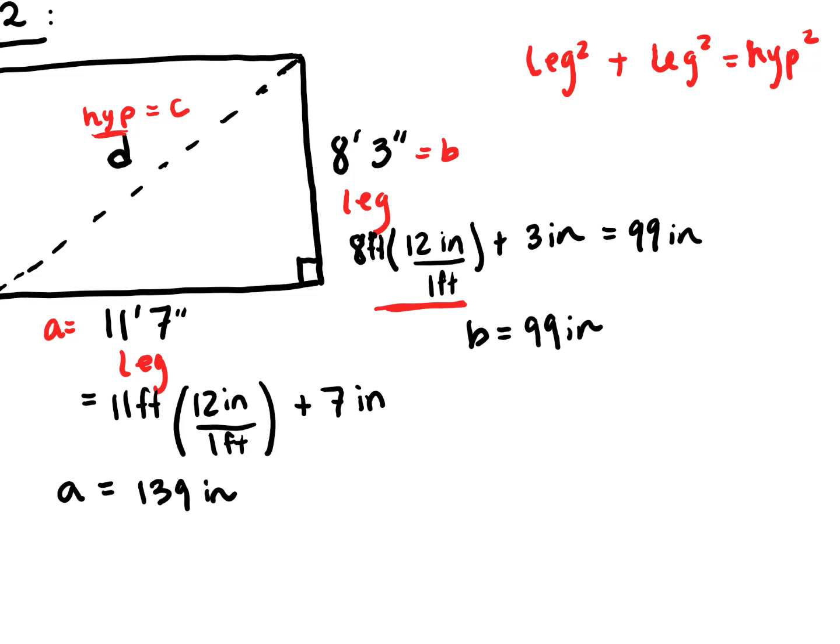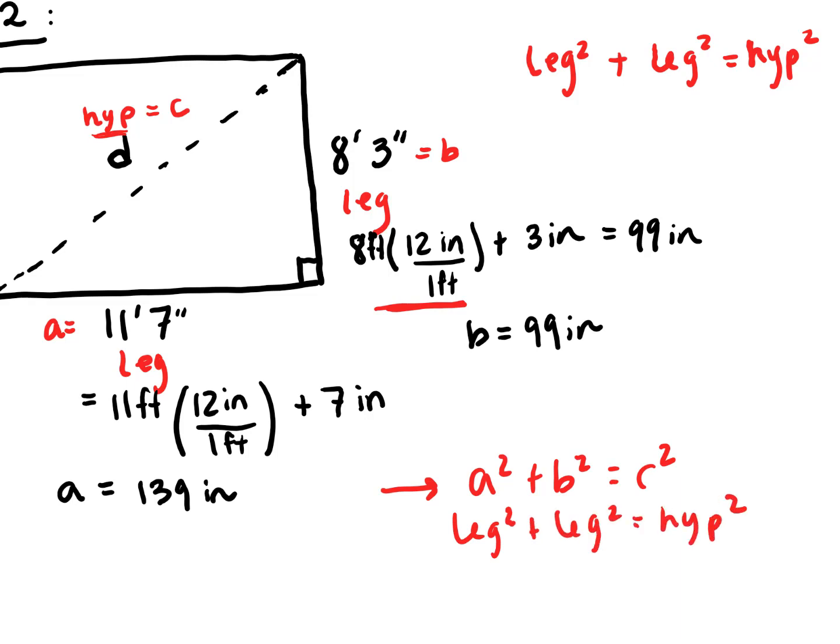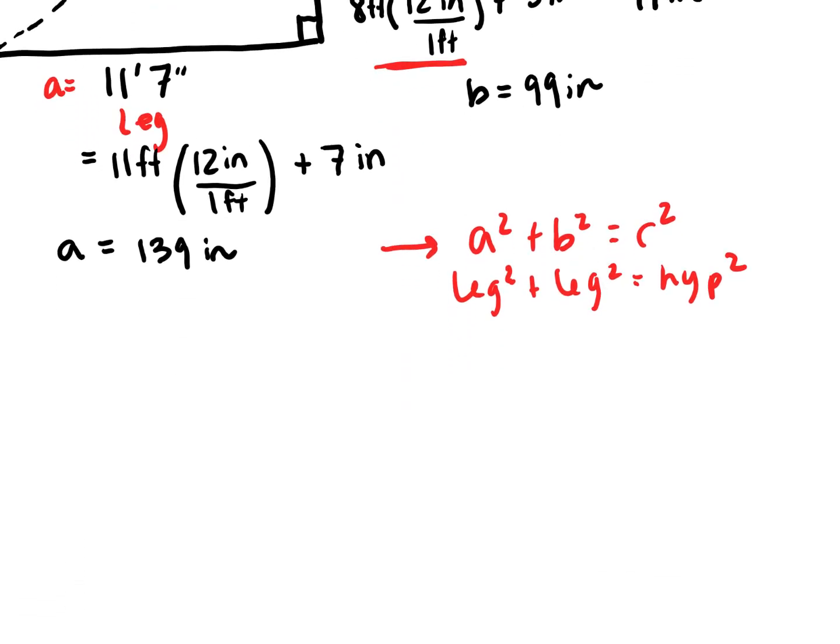Okay, so now I can plug that into the Pythagorean theorem. So now we're going to go to A squared plus B squared equals C squared, or leg squared plus leg squared equals hypotenuse squared. So we can plug in 139 squared plus 99 squared equals, now we could say C for the hypotenuse, but it was labeled on the diagram as D, so I'm going to write D squared.